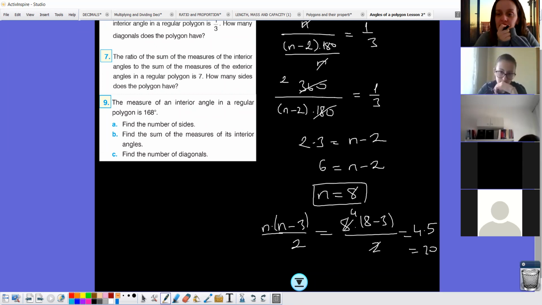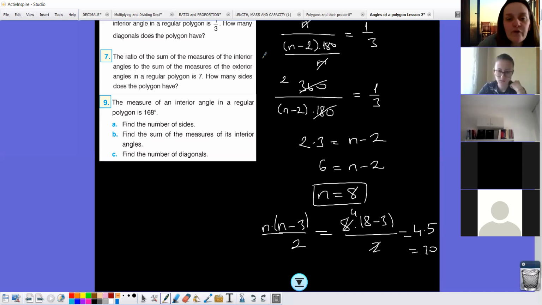Now the next one, again we have a ratio. The ratio of the sum of the measures of the interior angles to the sum of the measures of the exterior angles in a regular polygon is 7. How many sides does the polygon have? What will we do here? Teacher, we do the same thing.